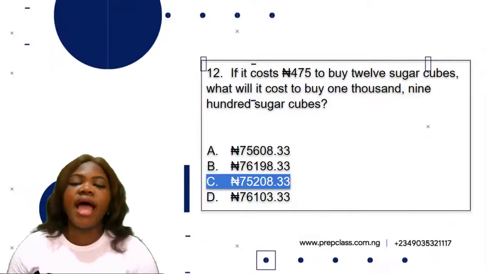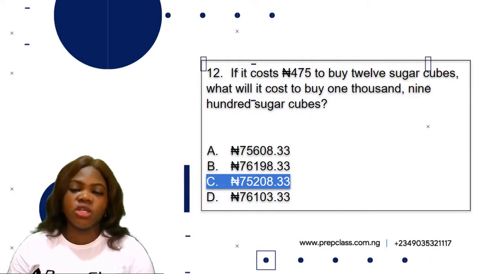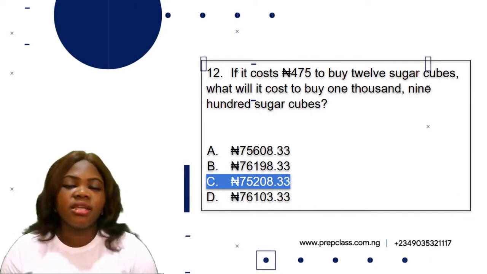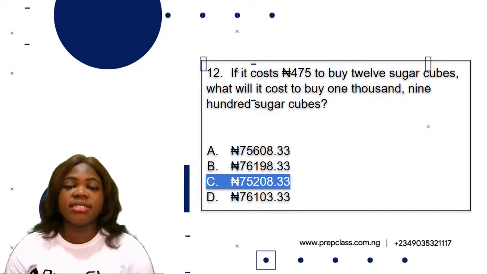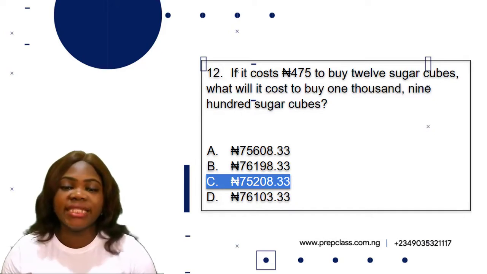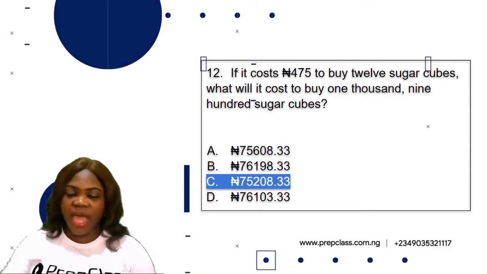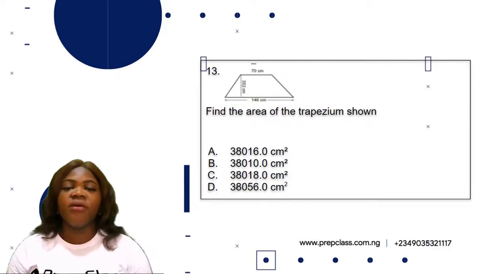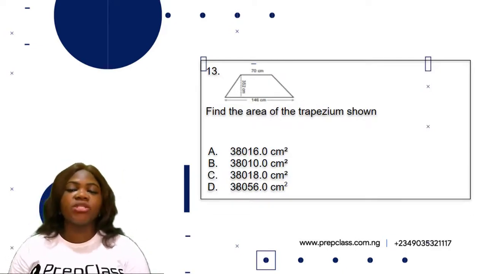Okay, so now which of the following options is correct? Of course, the correct option is option C, 75,208 naira 33 kobo. Check. Question 13 now. Find the area of the trapezium shown.